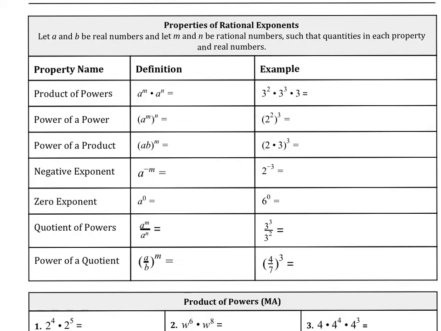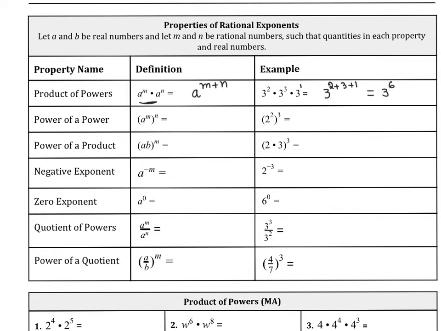properties. So the first property is product of powers, and the definition for this one is when you have two same bases, then you're going to add the powers when you multiply them. So what you're going to get here is a to the power m plus n. Similarly, when you have 3 to the power 2 times 3 to the power 3 times 3 to the power 1, and when you multiply the same bases, you're going to add the powers. So the answer for this one is going to be 3 to the power 6.